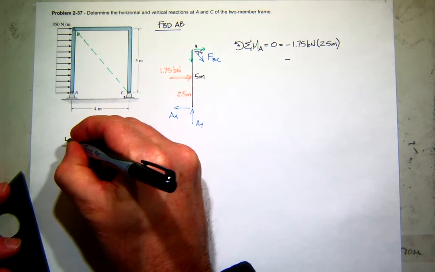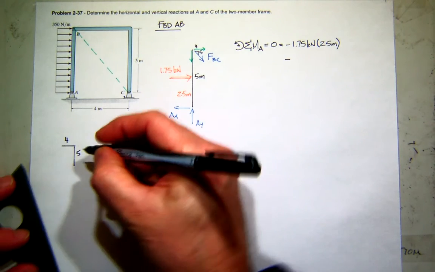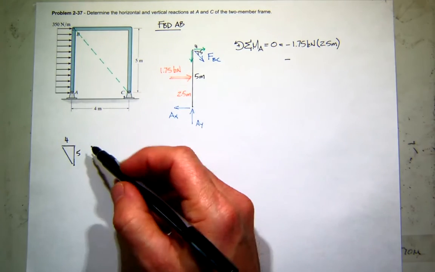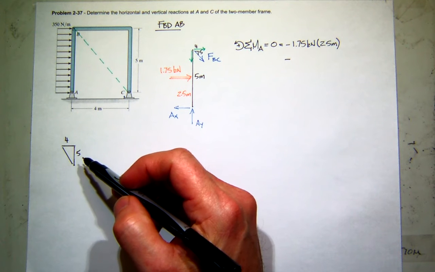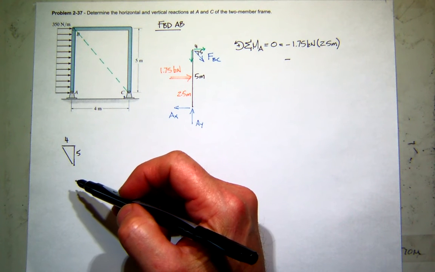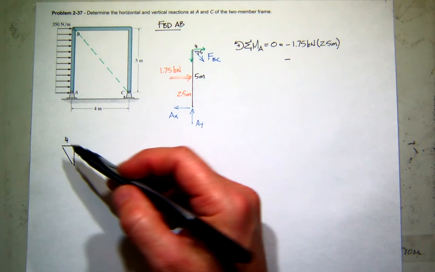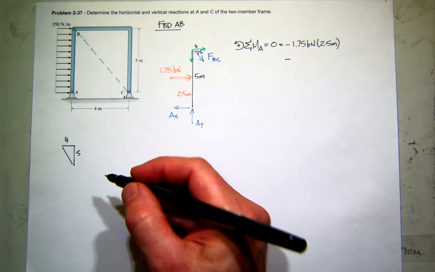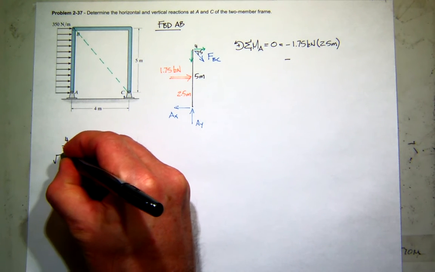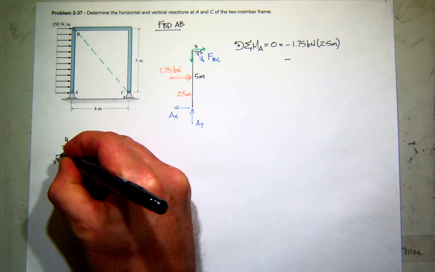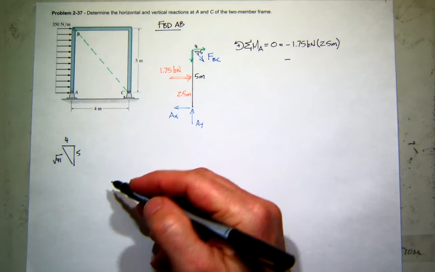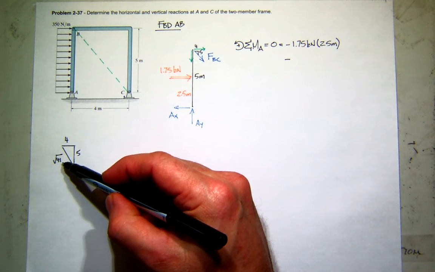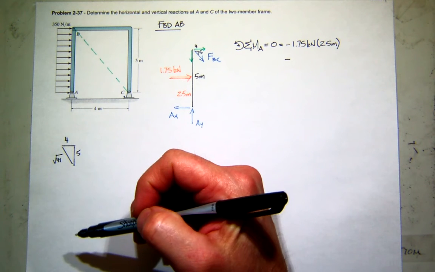If I know this is 4 and I know this is 5, I can calculate the hypotenuse of that angle. It would be 16 squared plus 25 squared. 5 squared is 25, plus 16, that's 41. So I know that this is the square root of 41. So the horizontal component would be 4 over the hypotenuse, 4 over the square root of 41.